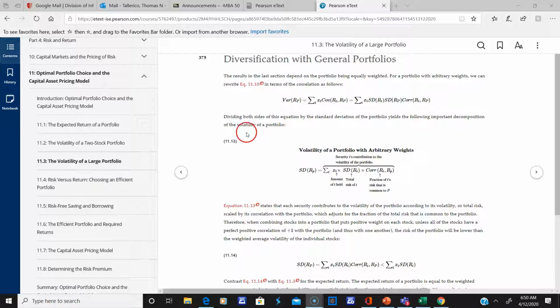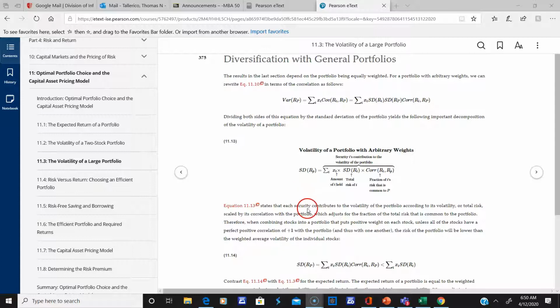So, continuing with the long and winding road of chapter 11, I just want to call out this section over here. This basically tells you why it's important to diversify, all in an equation here. I'm going to try to cut some of this short because this is going on and on, but notice it says here volatility of a portfolio with arbitrary weights. And this is equation 11.13 in your book.